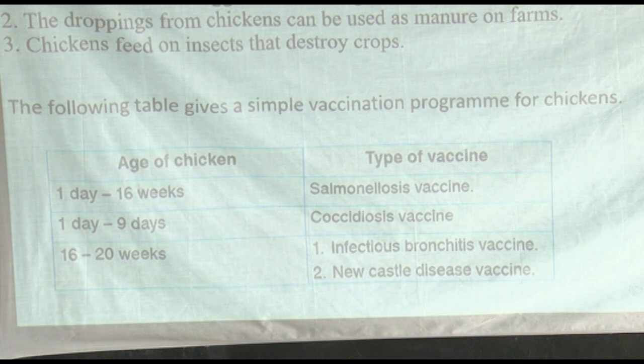And then we can check here. Birds of 16 days to 20 weeks also suffer from infectious bronchitis, Newcastle, the ascarids. These ones also are parasites. This is an infectious disease of the birds. So what to do here? Provide them with the infectious bronchitis vaccine. Also provide the Newcastle disease vaccine. These will help the birds to get immunity against diseases. So it's very important to vaccinate your birds.